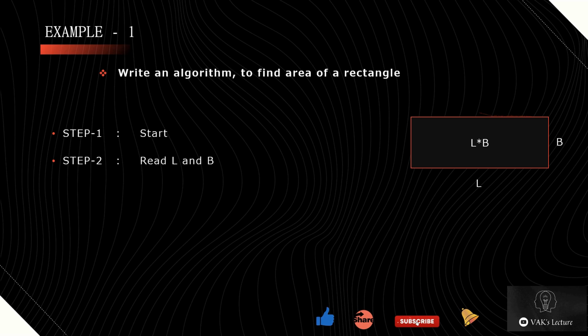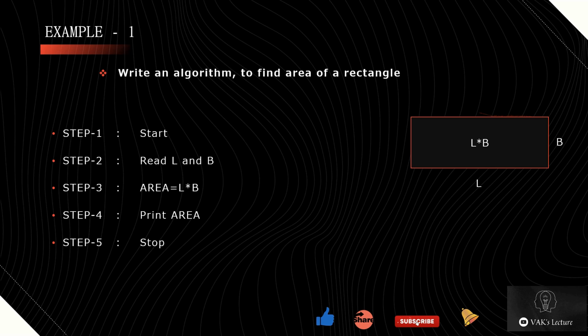Okay. Now in step 3, multiply L and B. That means the values of L and B will be multiplied and the result stored in another variable, area. In step 4, print the area. That means print the value which is stored in the variable area. And at last, write step 5, stop. That means stop the algorithm. So this is the algorithm for the area of a rectangle. Now you can implement this algorithm in any programming language you want.